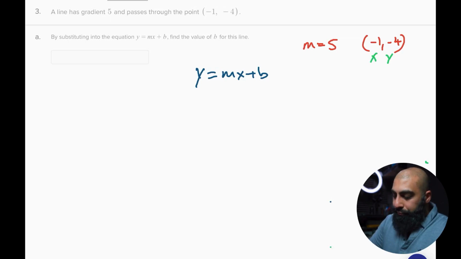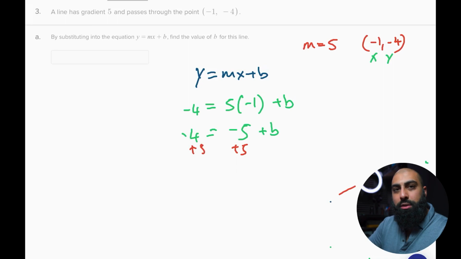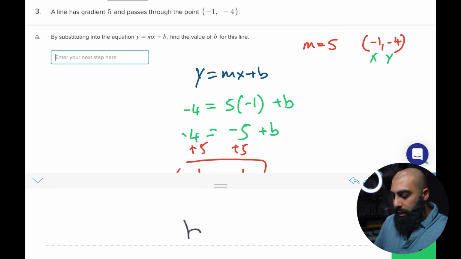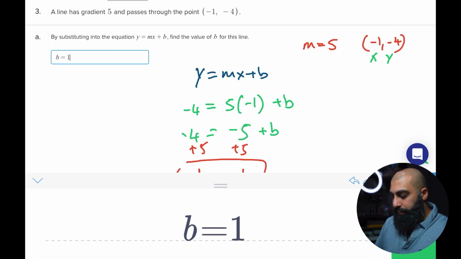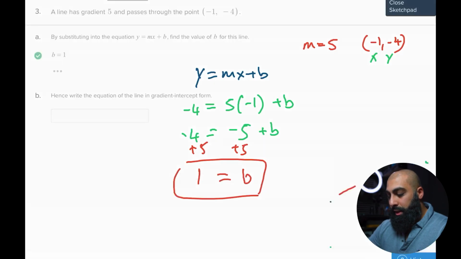So we get -4 is equal to 5 times -1 plus b. So we get -4 is equal to -5 plus b. And what we can do here is we can add 5 on both sides, okay, using inverse operations. And then that's going to give us 1 is equal to b, therefore b is equal to 1. Let's put that into the equation and see what we get. Okay, here we go. So b is equal to 1. It says, hence, write the equation of the line in gradient-intercept form.